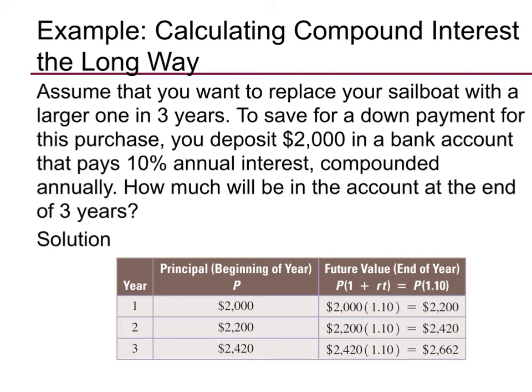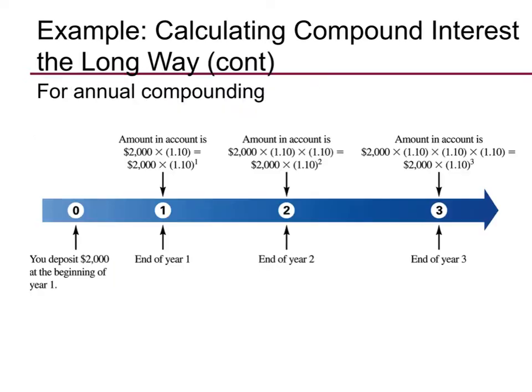Each year I earn a little bit more because I have a little bit more in my bank account. And now this graphic is the same as the previous example. It just shows it a little bit more visually. So you can take a look at this, pause the video if you want to. But that 2,000 times 1.10, we're showing that each year we multiply by 1.10.